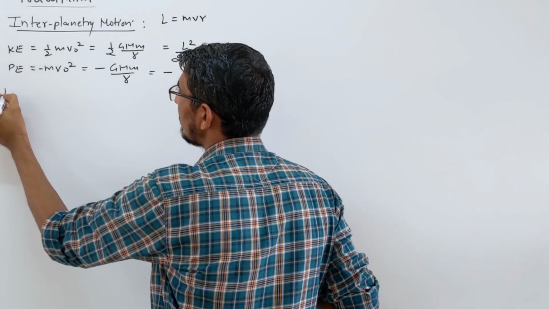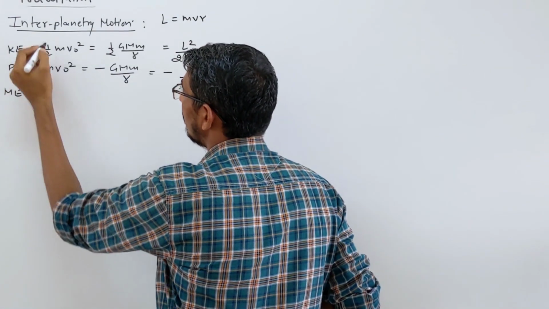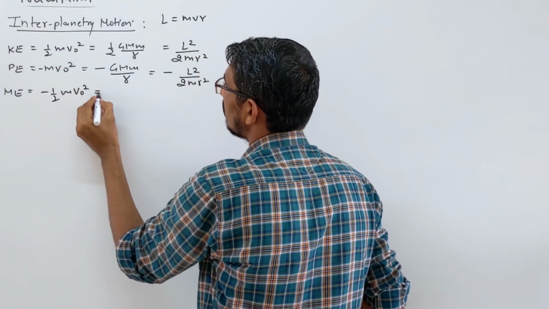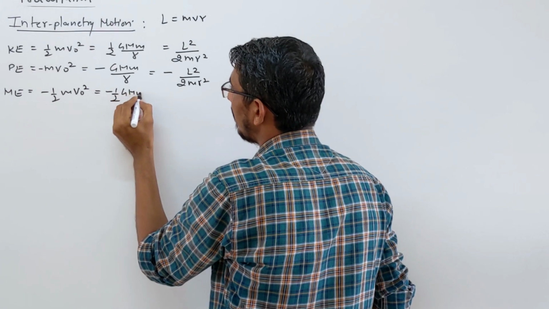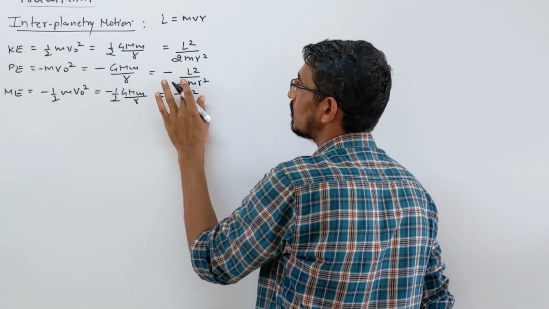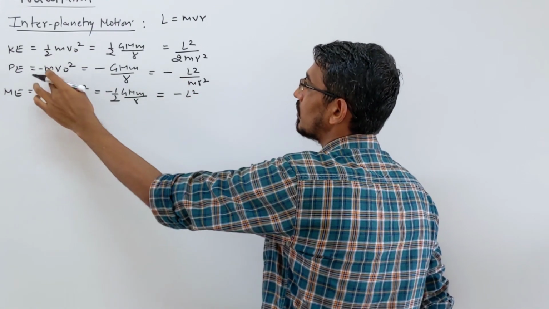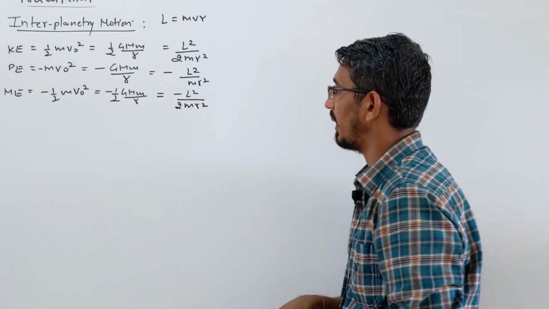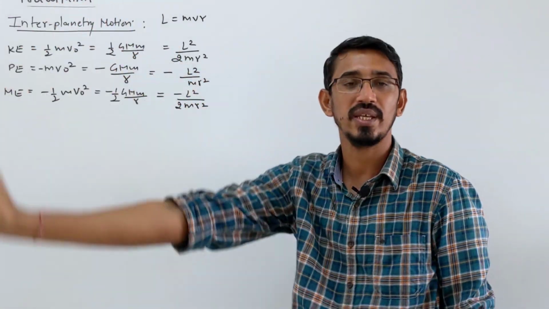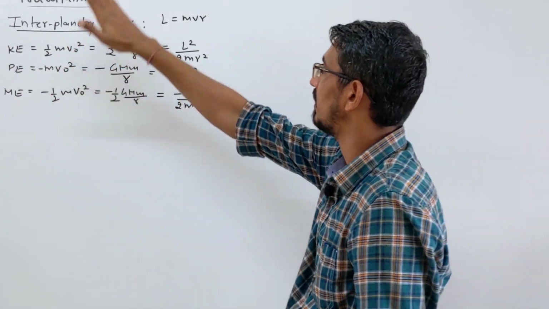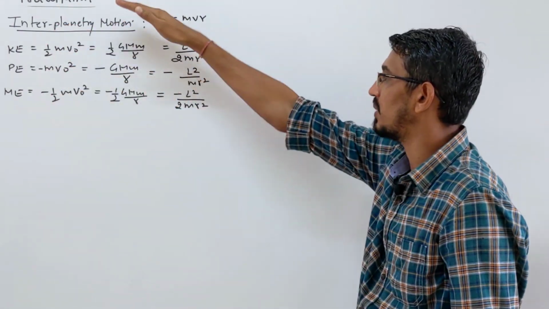And in the same way, mechanical energy, if you want to write it, is the negative of this. So minus half m v naught squared is equal to minus half G M by r, which is equal to minus L squared over 2 m r squared. I wrote a 2 here also, but be careful, it is not 2 here. So mechanical energy is simply equal to kinetic energy, just negative. So these are the formats in terms of orbital velocity, in terms of the radius, and in terms of angular momentum.